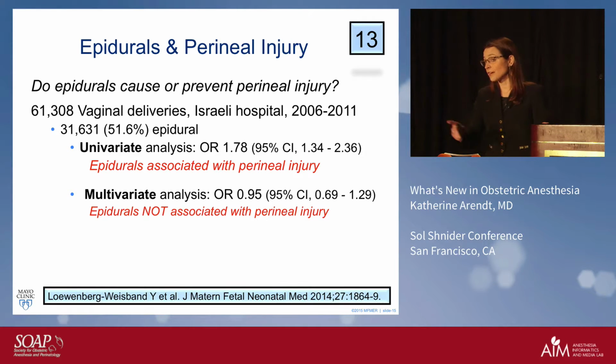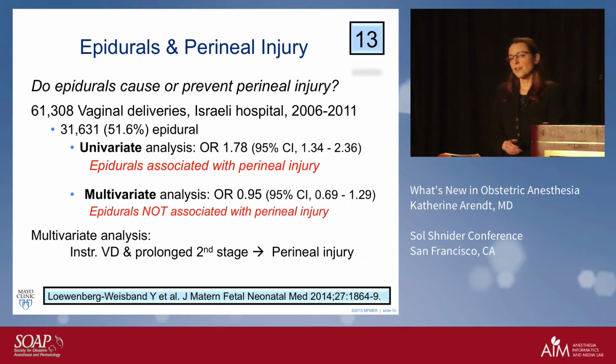On multivariate analysis, however, epidurals were not associated with perineal injury, and you can see an odds ratio here of 0.95 with a confidence interval that crosses 1. So the things that were associated with perineal injury were instrumented vaginal delivery and prolonged second stage. One of the things that I think is interesting here is how much this odds ratio went down between the two, from here to here, once you started adding other elements in, things like fetal head circumference, maternal BMI, baby size, so on and so forth.